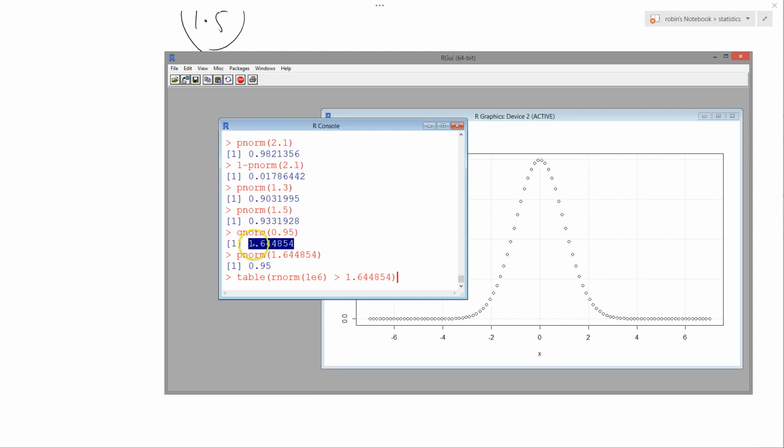I'm just copying off here. That number here is just cut and pasted from there. Well, it's not cut and pasted because I typed it in. So what should we get? Well, it should be 5%. We should get 5% of that million. Let's have a look. There we go.